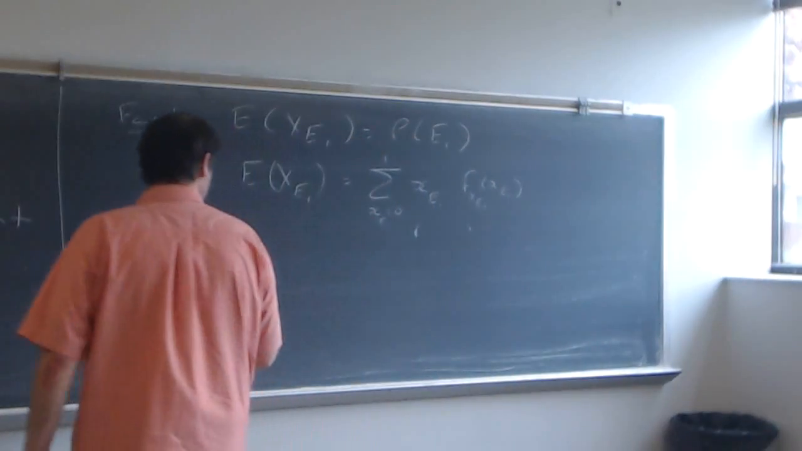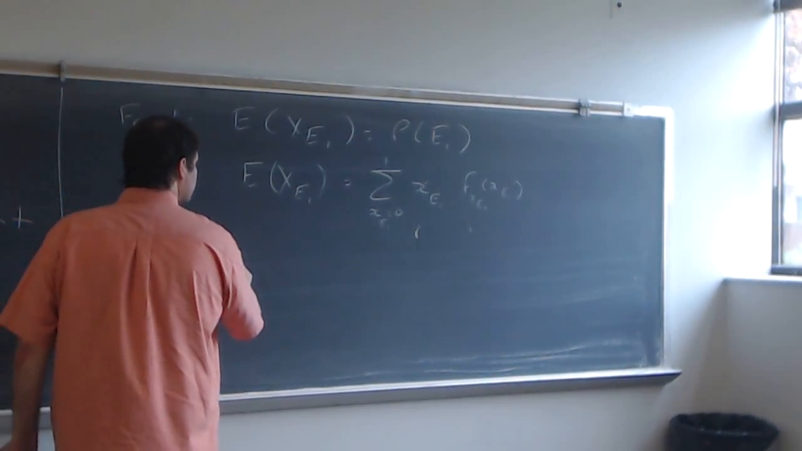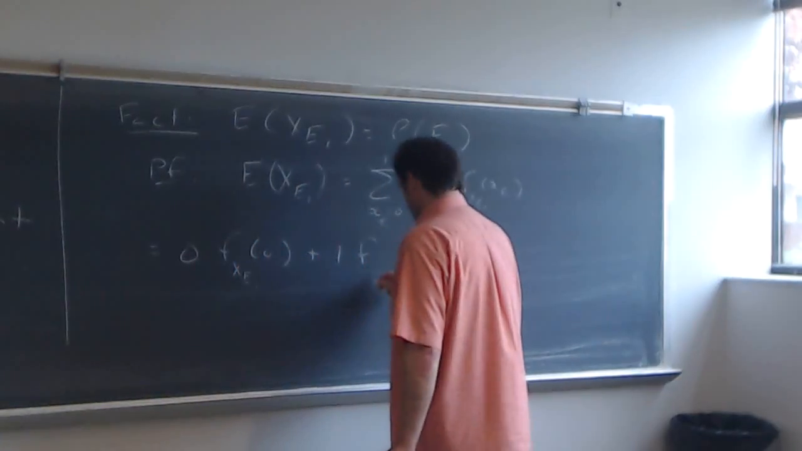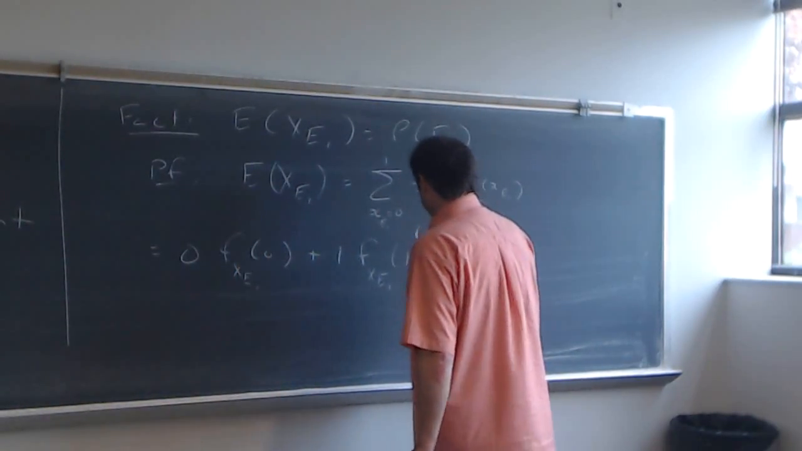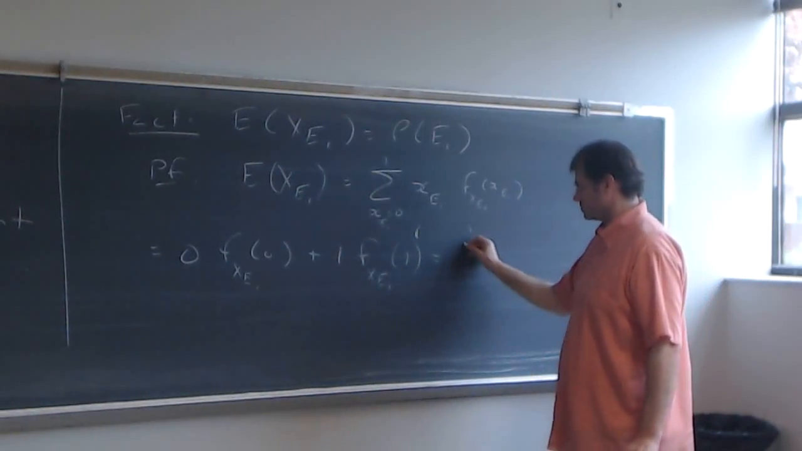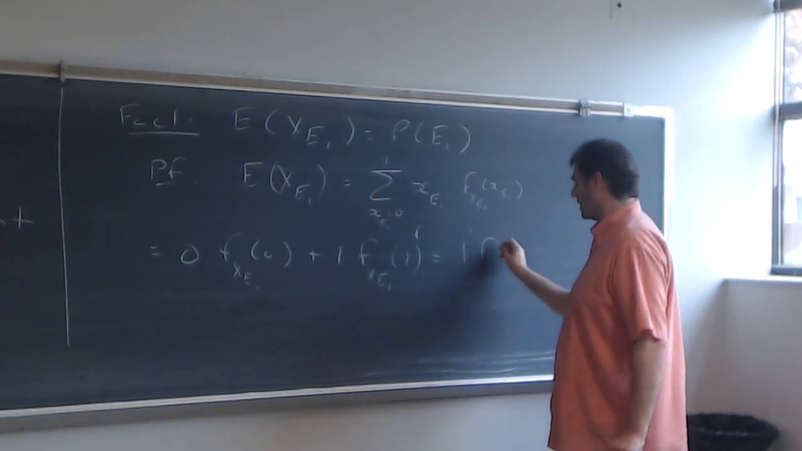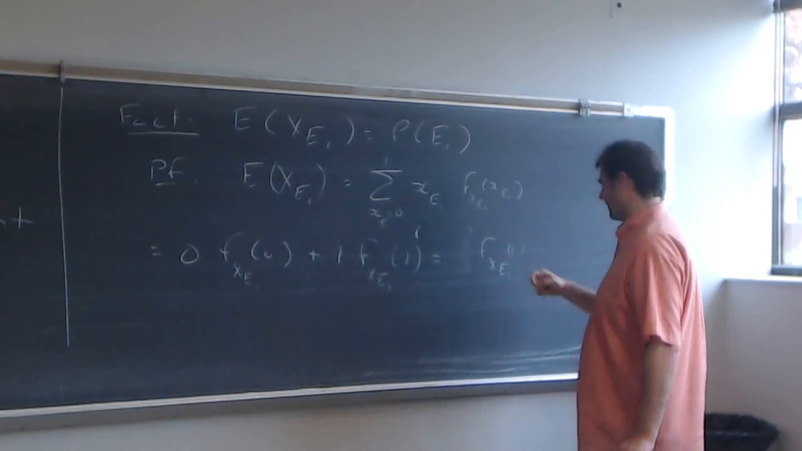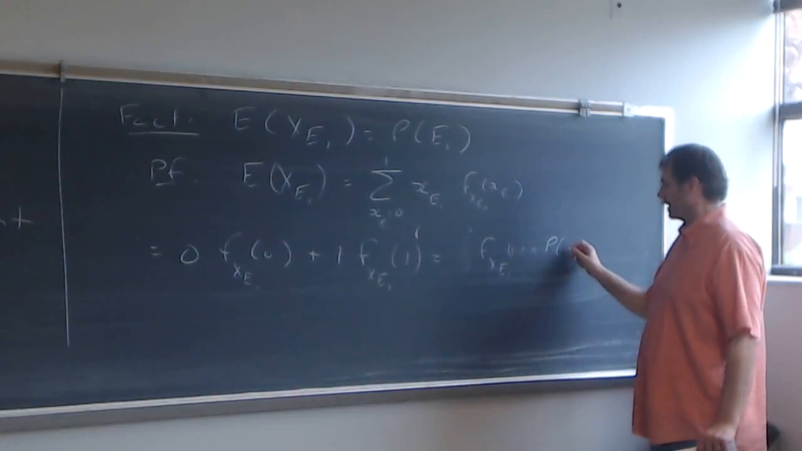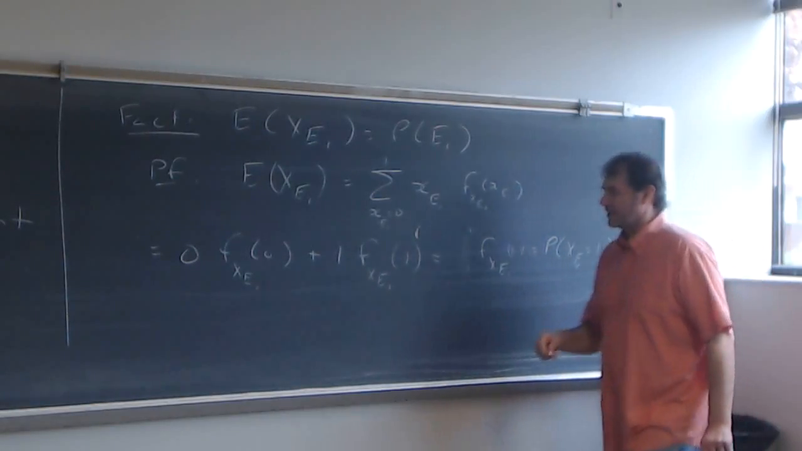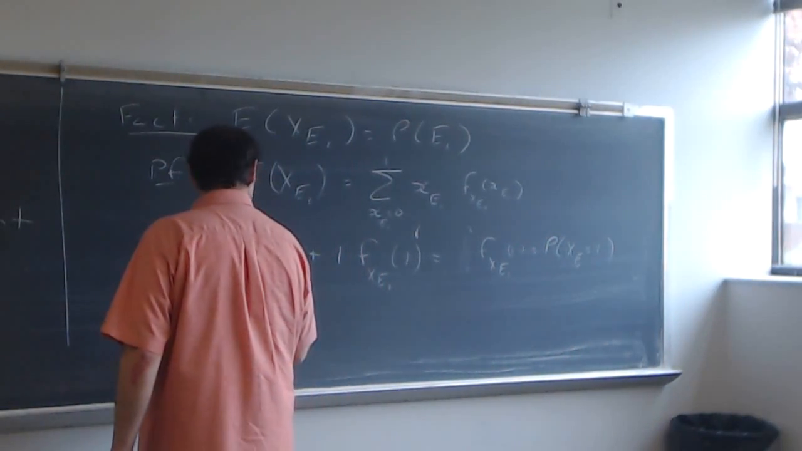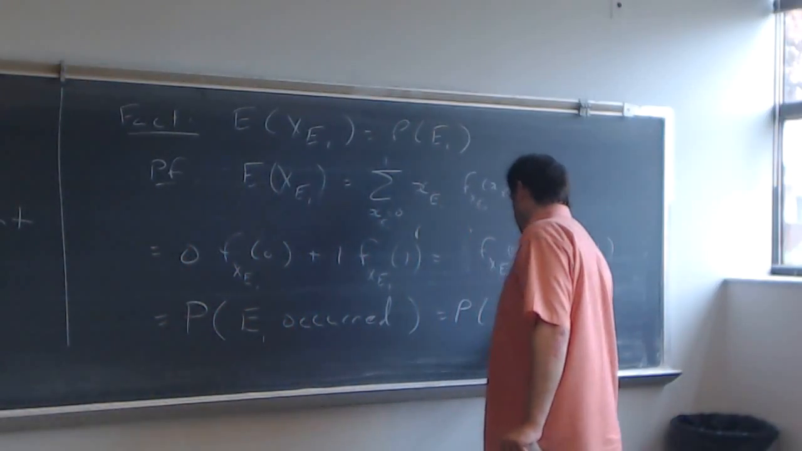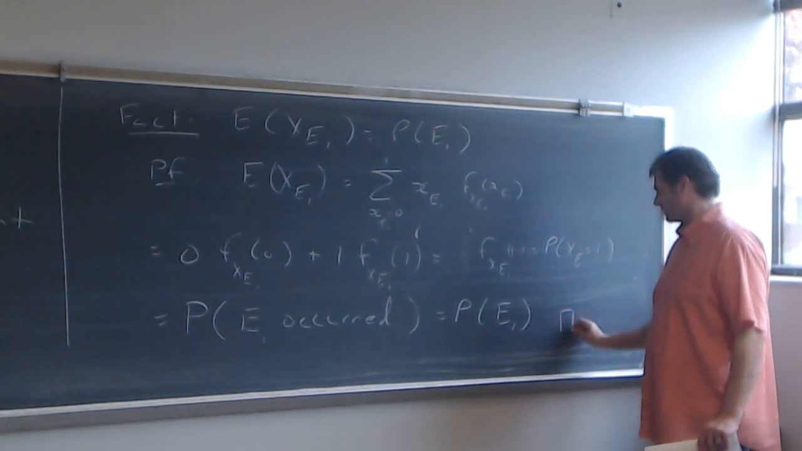So this is equal to 0 times f X sub E sub 1 of 0 plus 1 times f of X sub E sub 1 of 1. Okay, this is equal to 1 times f sub X sub E sub 1, the PMF of X sub E sub 1, of 1. What is this? This is the probability that X sub E sub 1 equals 1. What's that? That's the probability that E sub 1 occurred. And so that's the probability of E sub 1. So that proves this fact.